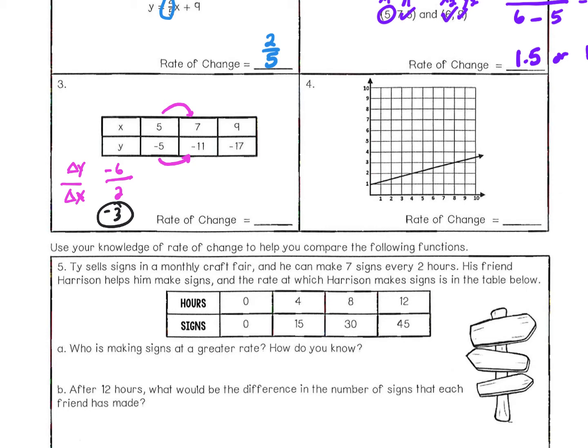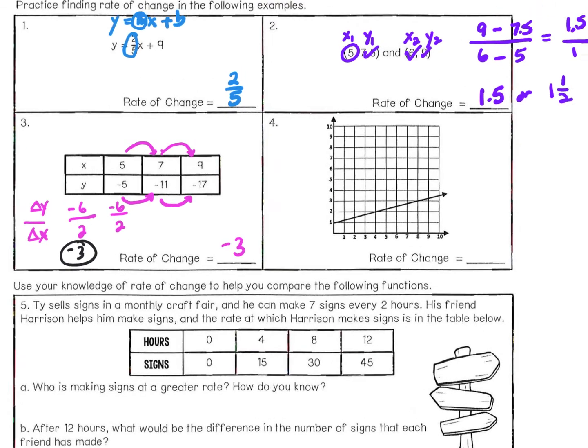So now let's try our next change. So we're going to start with our y values. I'm going to go from -11 to -17. Again, that's going down 6, so it's -6. And from 7 to 9, our change in our x values, that's also 2. They're exactly the same. And our rate of change would then be considered -3. So our rate of change for the first was 2/5, the second was 1 5/10, and this third situation with the tables is -3. So now let's head to the graph.